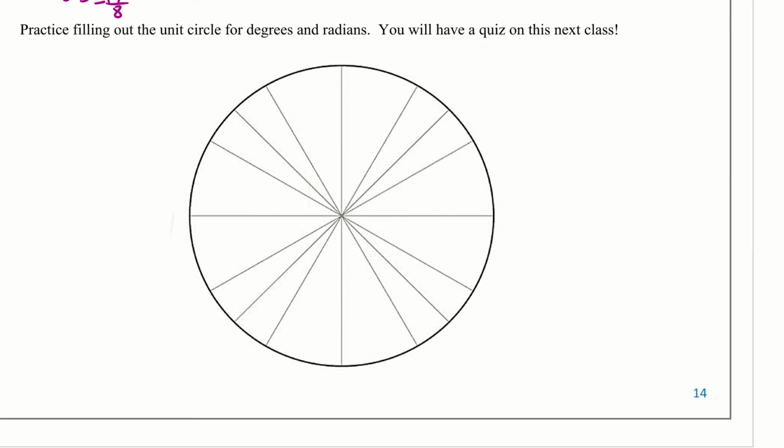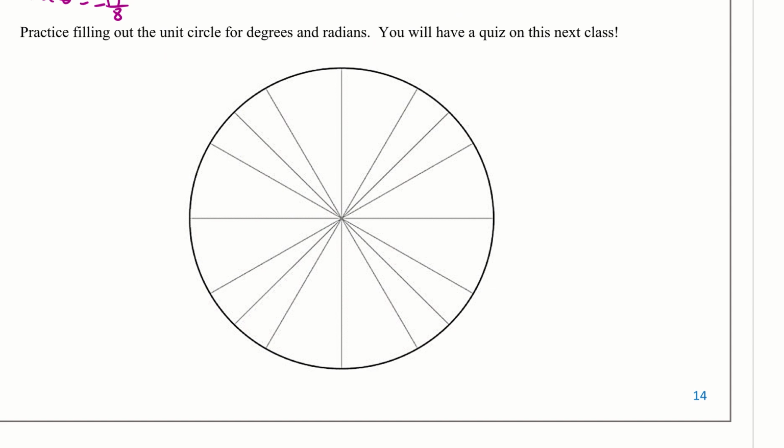For this next part, there's just some space for you to use to practice filling out the unit circle, including the x and y coordinates for all of the angles in both degrees and radians. You actually have a quiz on this next class. So you should take a little bit of time, try to fill it out, and then compare it to what we did on page 12 and make sure you can get those values. You might have to put a little bit of time into this before next class. And that is the end of this video.